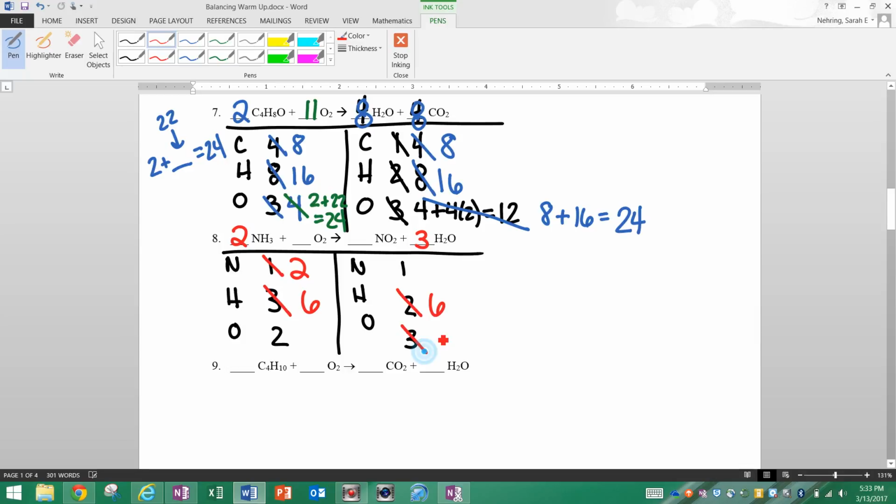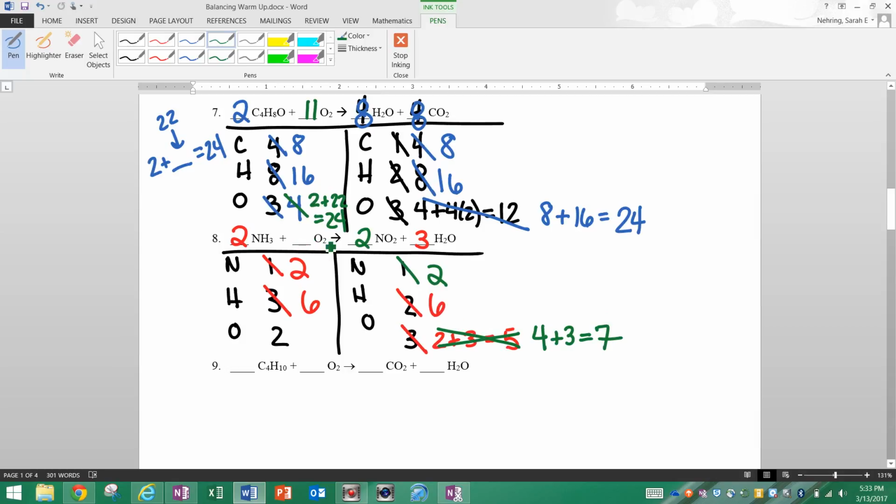And now my oxygens: I have 2 from the NO2, and I've got 3 from the H2O. So that is 5. Well, I've got to balance out my nitrogens. Okay, so let's put a 2 right here. So that gives me 2 nitrogens. But then I have to recount my oxygens again. Now I've got 4 from the NO2 and 3 from the H2O. So that is 7. So everything is balanced except for oxygen.